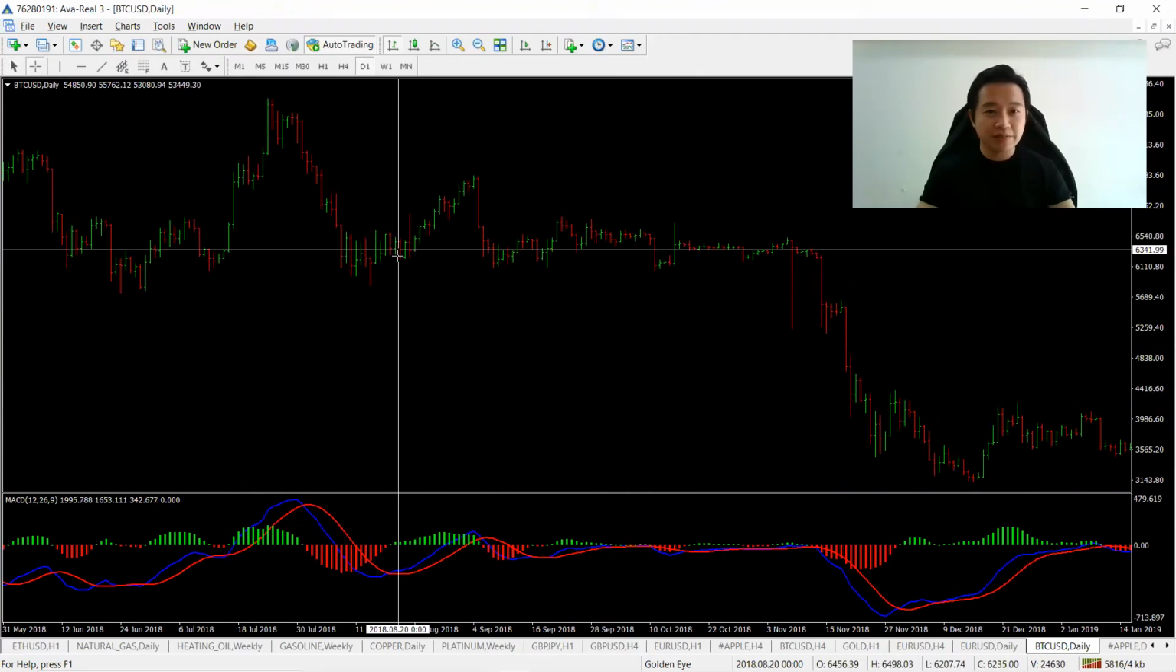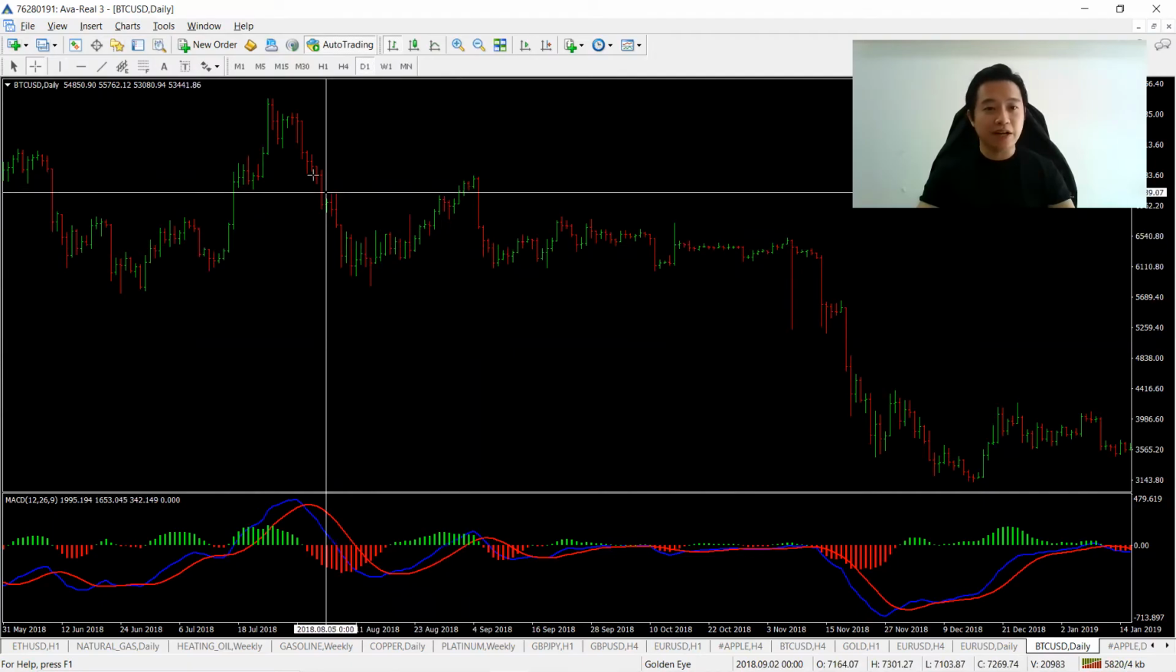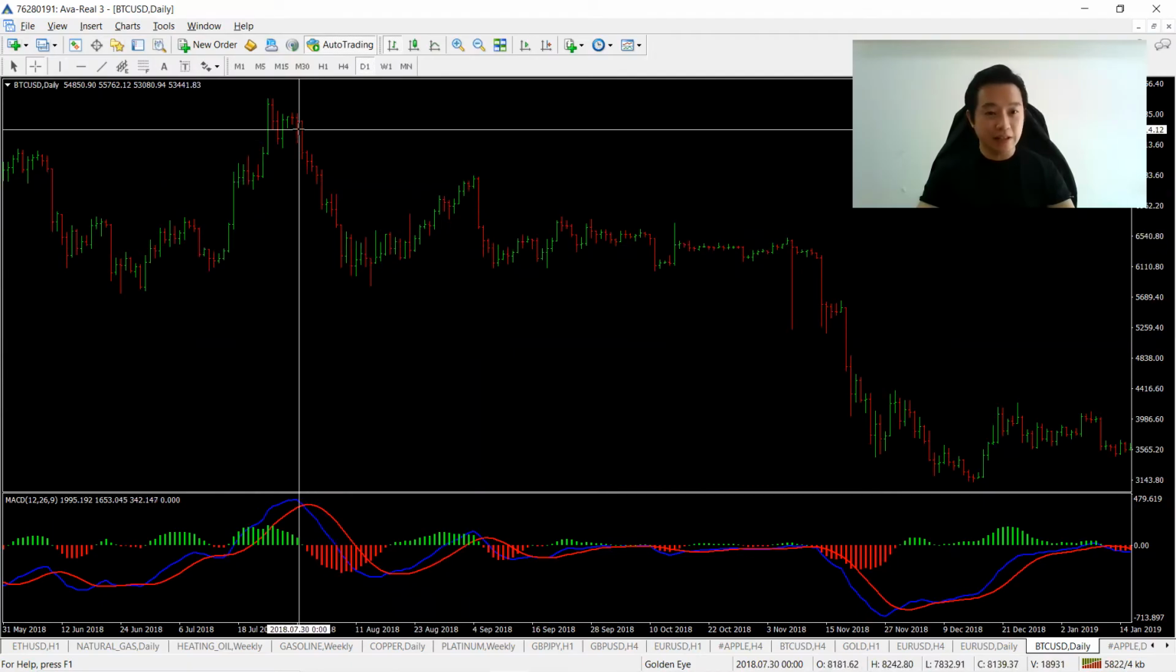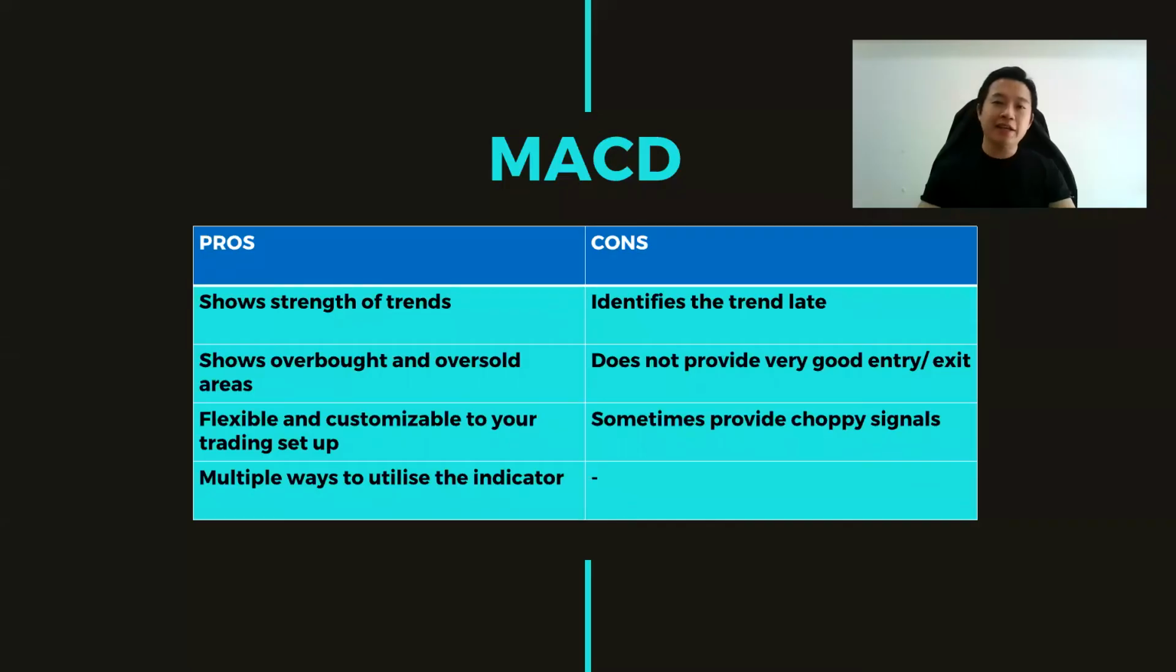So here was a crossing. Yeah, this was nice. After which it did go up, right? This was a selling, and then it did drop down. So that's not too bad. But overall, being an indicator, it does identify the trend late. Not the exact point. In fact, there's no indicator that is able to identify it at the exact point. So it's a common con, right?